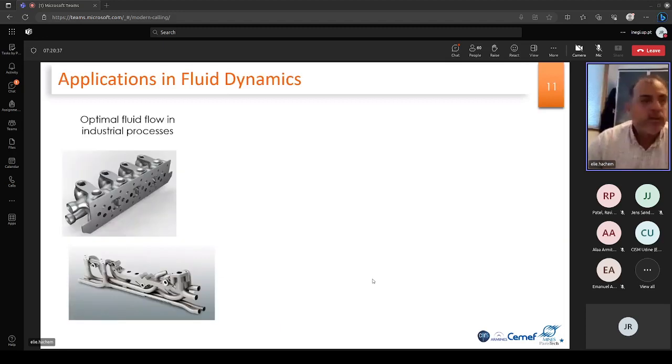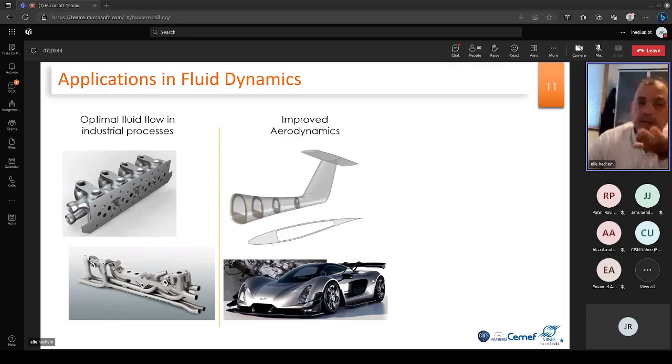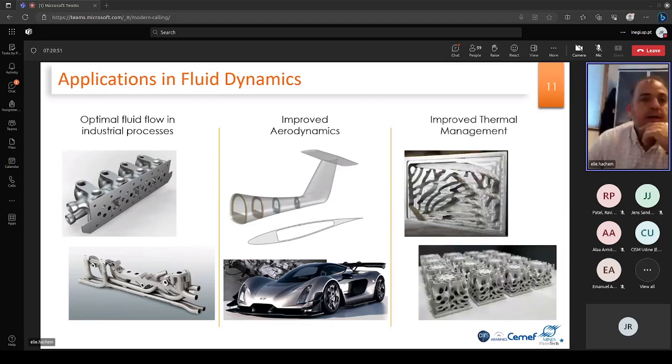And if you succeed, you can do optimal fluid flow inside industrial processes like you see here. Or if you like aerodynamics, and I'm sure that you like aerodynamics, you can go and improve such processes. And what is now, and I can push you to go and seek that, everybody is looking for thermal management. And this is very important. You can see the type of pieces that you can obtain in order to have thermal management performance inside a heat exchanger, for example.